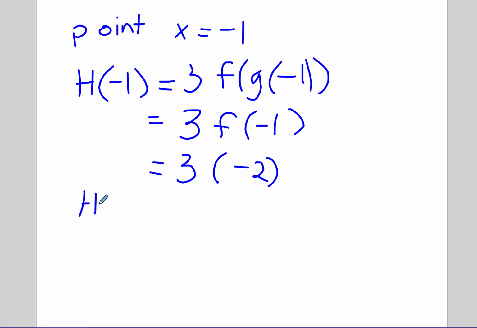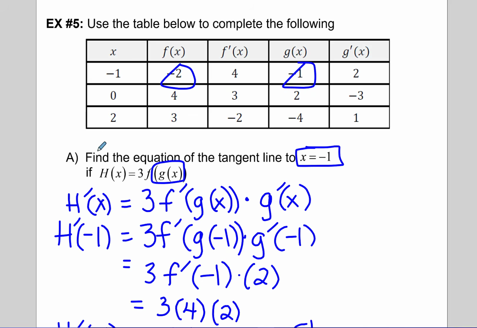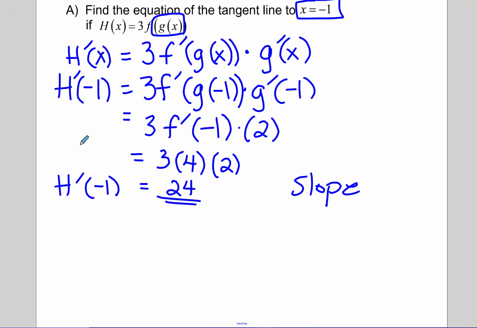So when x is -1 in our composition function, our y value is -6, because we had 3 times f of g of x, and our x was -1. The g of -1 is also -1. The f of -1 was -2. So we have our point. This is our point. And we had our slope, and our slope was 24. And they want us to write the equation of the tangent line.